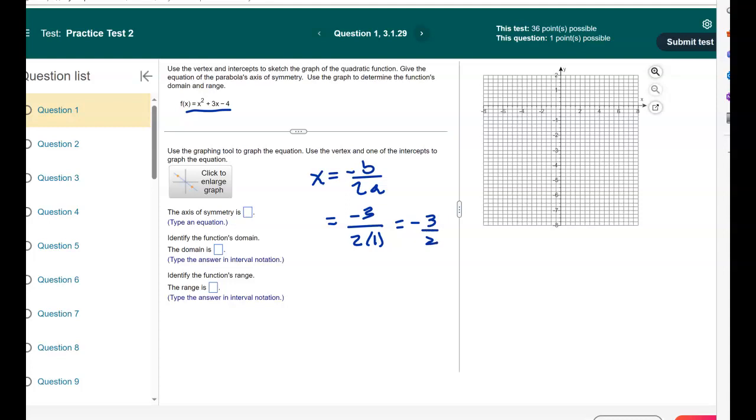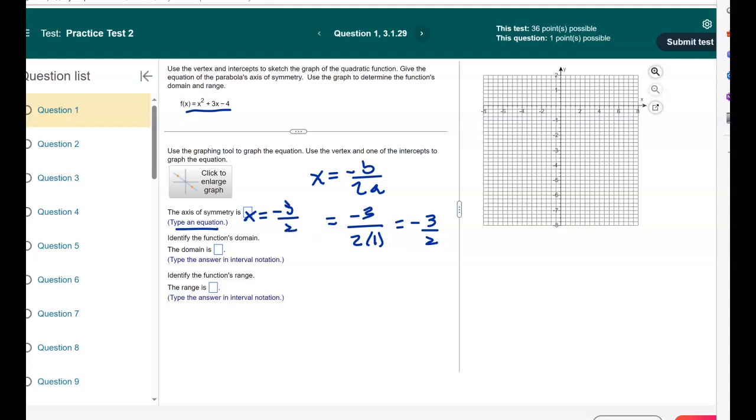And for the axis of symmetry, it is just a line. So it says here you type an equation. It is just the line x equals the x coordinate of the vertex of the parabola, negative 3 over 2.